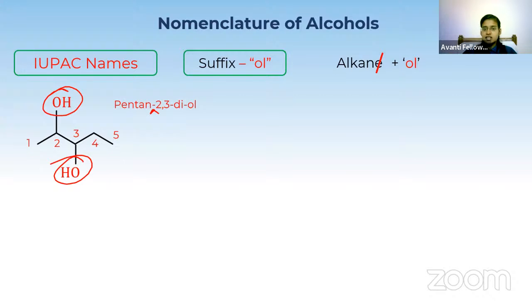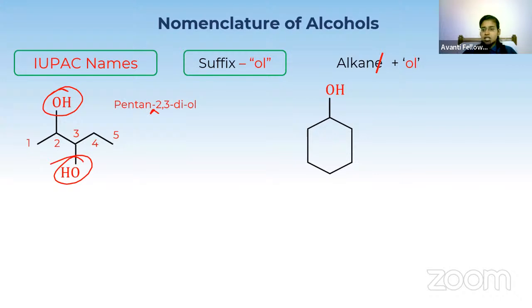Clear? You have written E over there, and that is the small mistake you have made. And it is not pentene, it is pentan, T-A-N. Okay? Can you both understand? Okay, I will go for the next compound.